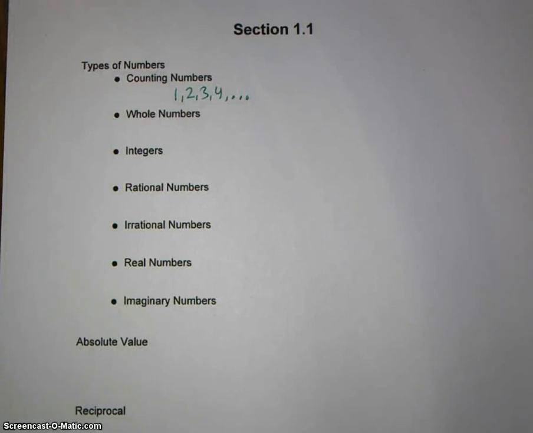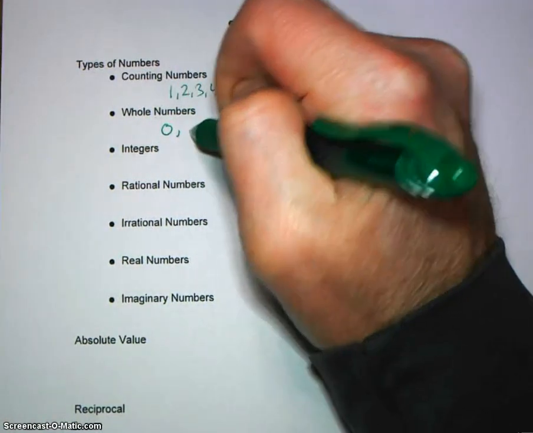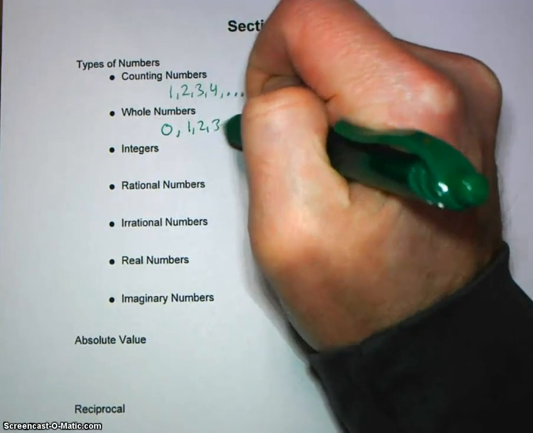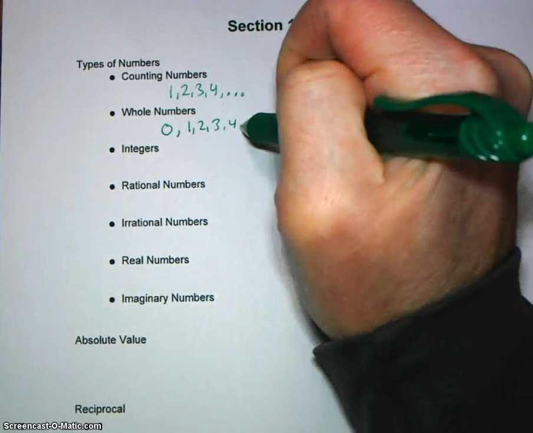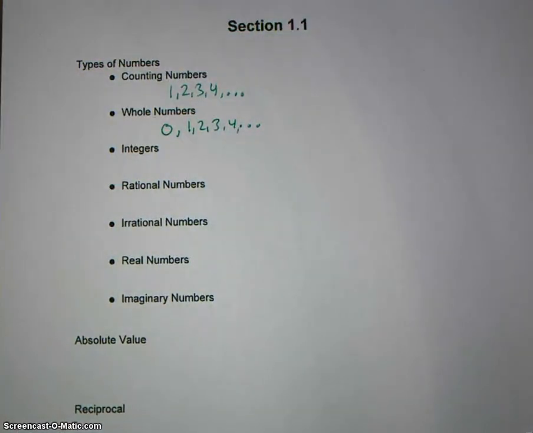For the whole numbers, I throw in one more number. I throw in the number 0. So the whole numbers are 0, 1, 2, 3, 4, dot, dot, dot. And those are known as the whole numbers. So the whole numbers are just the counting numbers plus the number 0.